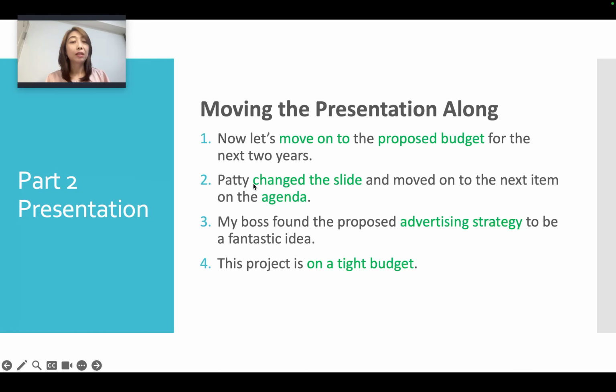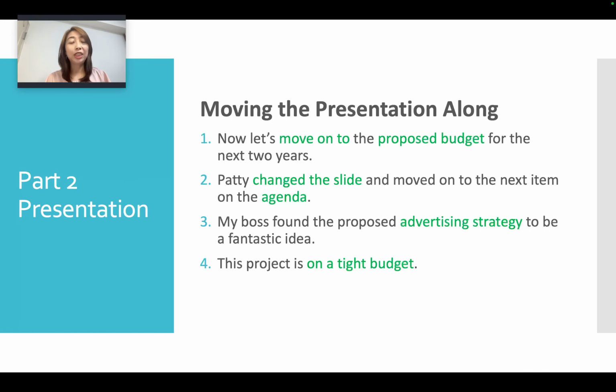Move on to. Number 2, Patty changed the slide and move on to the next item on the agenda. So everybody, in Taiwan, we say PowerPoint, PPT very often. However, when we talk about it, we will say, how many slides have you prepared in your PowerPoint? So in fact, when we talk about page 1, page 2, we use the word slide, like this slide on this page. So we don't really use PowerPoint that often. We say slides more often.